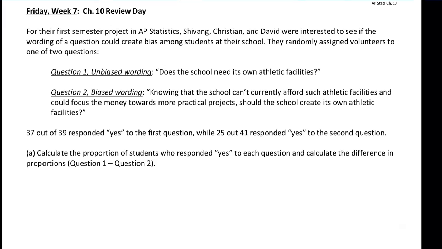Question 2, the biased wording. Knowing that the school can't currently afford such athletic facilities and could focus the money towards more practical projects, should the school create its own athletic facilities? 37 out of 39 responded yes to the first question, while 25 out of 41 responded yes to the second question.